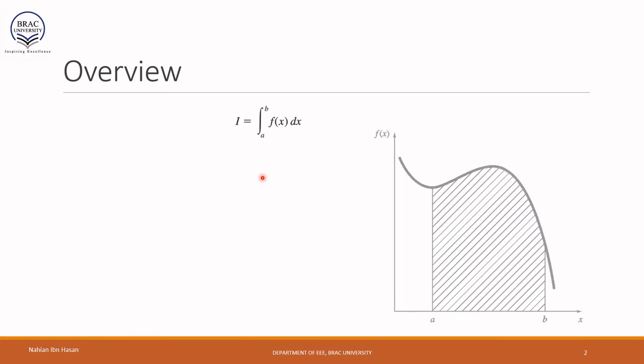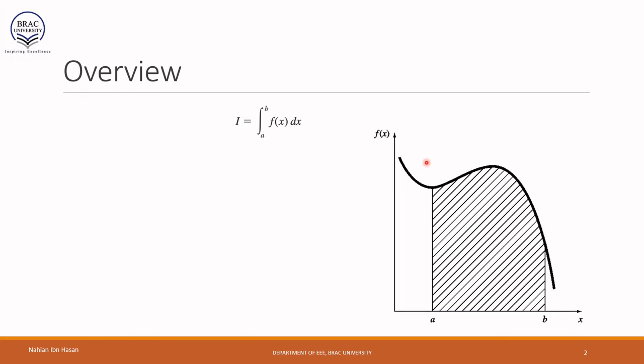So first of all, let's look at what a numerical integration looks like. If you remember, this is the definite integral mathematical formulation. The f of x is the integration function, dx is the integral variable, and that's why we have used the dx term. A and b are the lower limit and upper limit of the integration, and I is the integration value. So let's look at the graphical representation of this integration function.